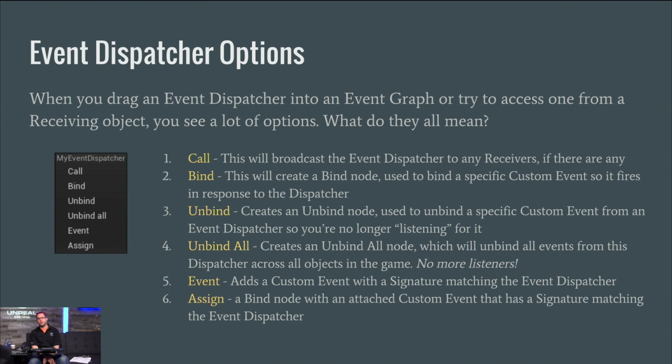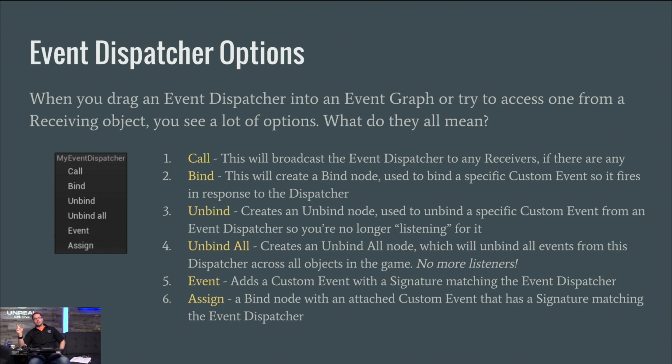Next, event dispatcher options. When you drag an event dispatcher into the event graph, or when you right-click and try to access them from inside the receiver, you're going to see a lot of options, and you should know what they all mean. You'll see call, bind, unbind, unbind all, event, and assign. Call is just going to broadcast the event dispatcher to any receivers. Basically, you're only going to be using call from the sending object. The receivers will never really need to worry about call, generally speaking. You might come up with an exception.